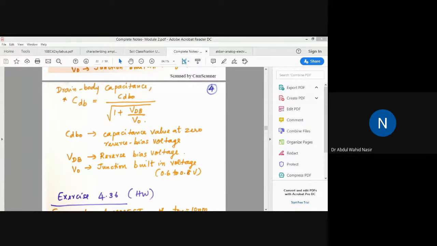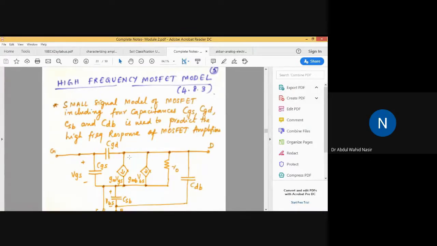Any doubts? So on the high frequency MOSFET model, whatever model we have seen previously in module 1. Some queries, I will deal with the queries. Let me finish this topic, then I will deal with the other problems.